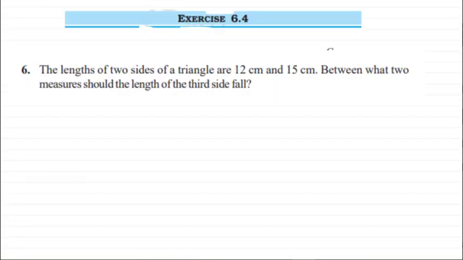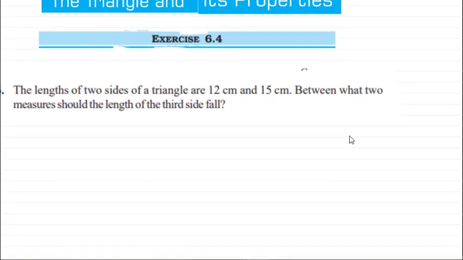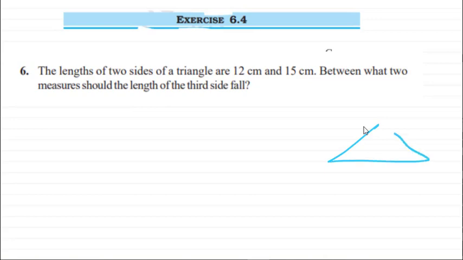So this is question number 6. The lengths of two sides of a triangle are 12 and 15 centimeter. So let me draw this triangle. Here it is saying that the two sides are 12 and 15 centimeter. Between what two measures should the length of the third side fall? Means for this third side, what will be the range of the third side, that you have to find out.